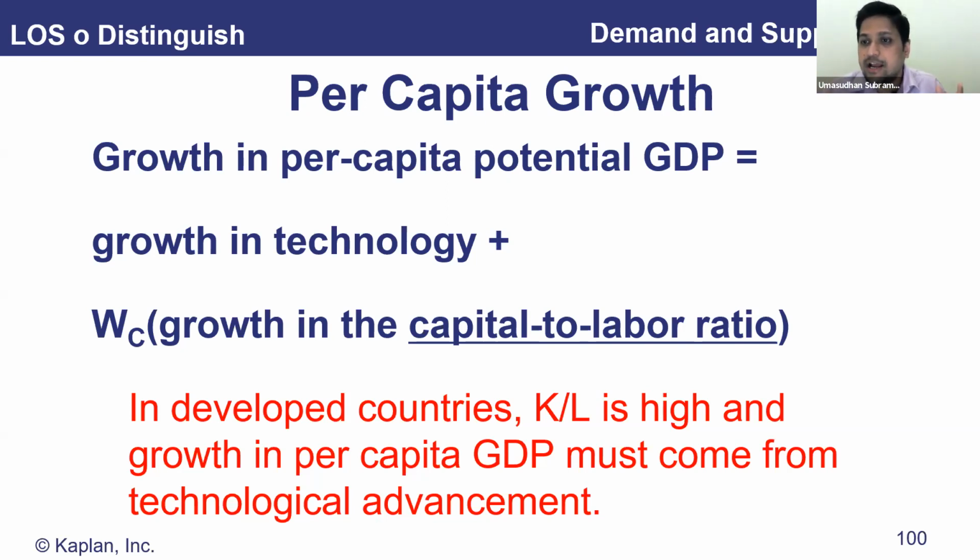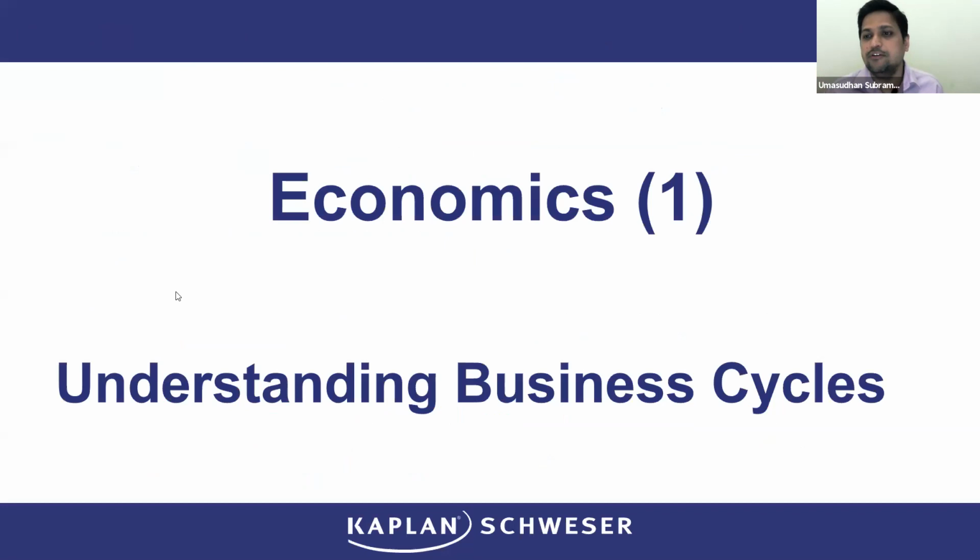So if you want to achieve economic growth in these countries, the only way they can achieve it is by improving technology, and that can potentially improve productivity and bring GDP. That's the basis of this slide. Okay, now we are at the end of GDP and aggregate demand, aggregate supply. A big ticket item is completed.